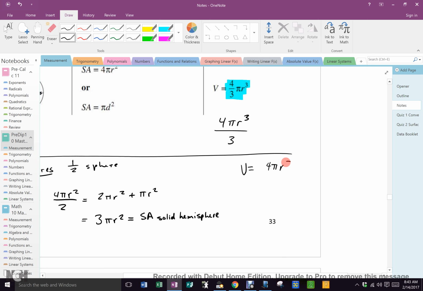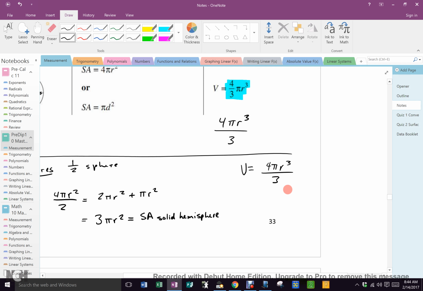4 pi r cubed over 3. Volume of a hemisphere. If I cut it in half, is anything added? No. I'm just losing half the volume, yes? So I must just divide this by 2, correct? Now dividing by 2 means I would put that whole fraction and divide by 2, yes? That's ugly, isn't it?